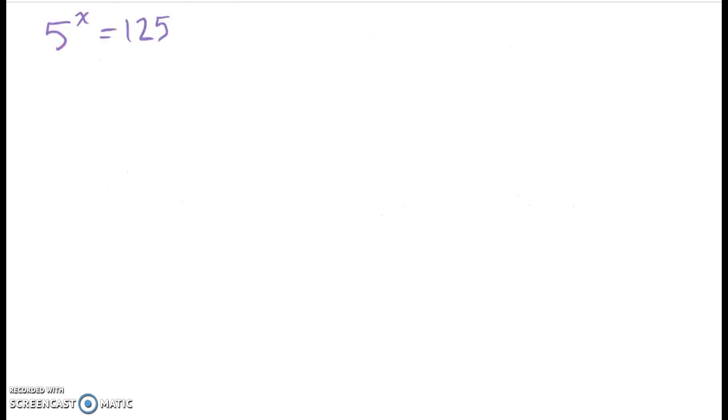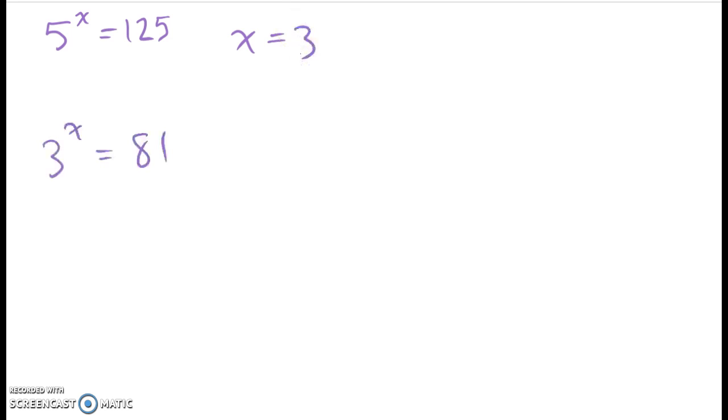Okay, for this one, what we're trying to do is determine what x is. We're always trying to determine what the variable is whenever we see one. 5 to the x is 125. Well, how many times do you have to multiply 5 by itself to get 125? 5 times 5 is 25. 25 times 5 is 125. Therefore, x is equal to 3, because we had to multiply 5 by itself three times to get 125.